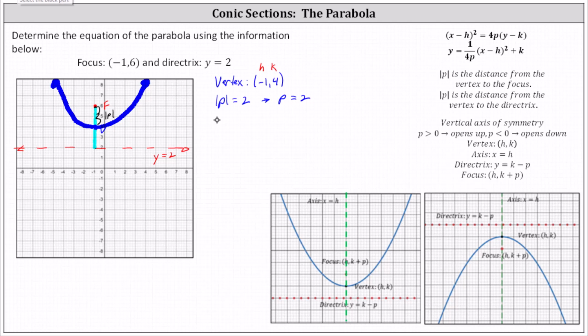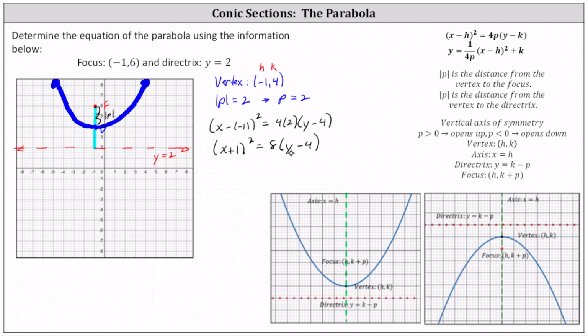The equation is the square of (x minus h), which is the square of (x minus -1), equals 4 times p, or 4 times 2, times the quantity (y minus k), which is the quantity (y minus 4). Simplifying, we have the square of (x plus 1) equals 8 times the quantity (y minus 4). This is the equation for the parabola.